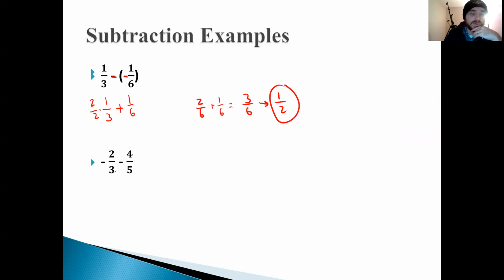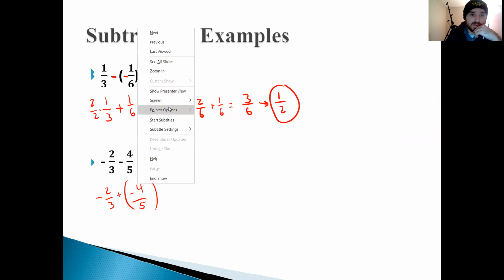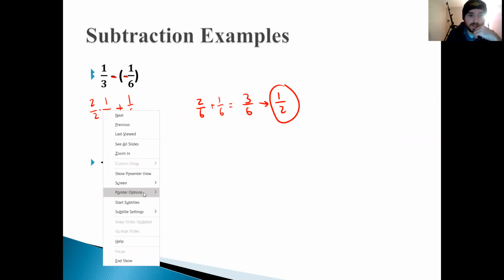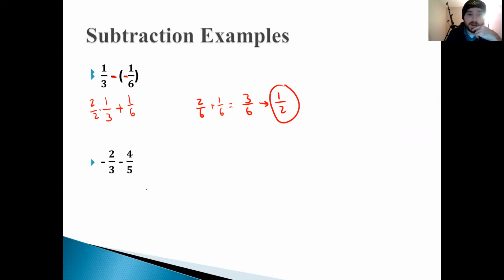The next one, we have -2/3 minus 4/5. You can rewrite this as -2/3 plus -4/5 if that works better for you. For me, I've always found that it's simpler to just look at the sign in front of them. Since they're both negative, or they both have minus signs in front, I just know that my answer is going to get more negative. So we can just move from there.